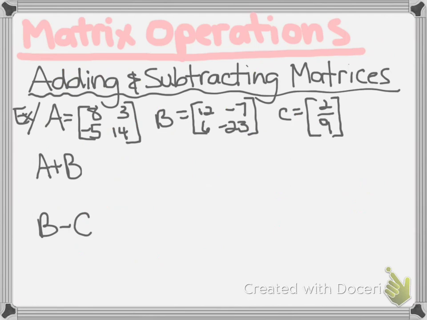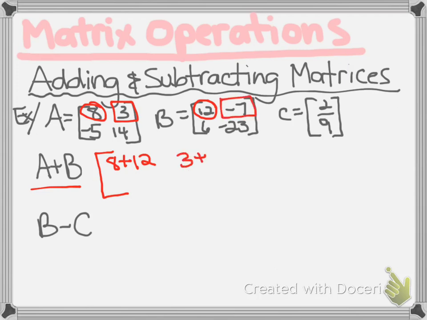Matrix operations. Adding and subtracting matrices is a pretty simple concept. It's just basic arithmetic. So if I'm going to add matrix A plus matrix B, I am literally going to add matrix A and matrix B. I'm going to take the first element in matrix A, which is 8, and to that I'm going to add the first element of matrix B, which is 12. Then I'm going to take the second element in matrix A, which is 3, and I'm going to add to that the second element in matrix B, which is -7. Then -5 is going to be added to 6. And last but not least, 14 plus -23.